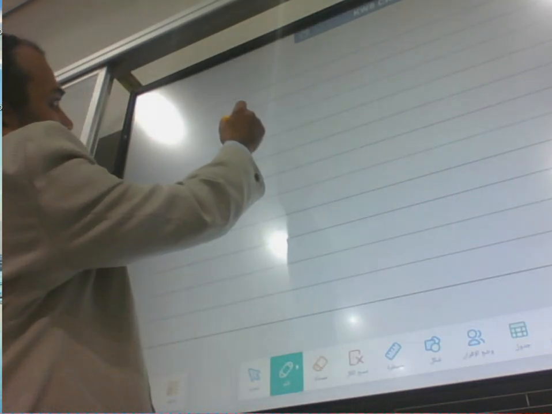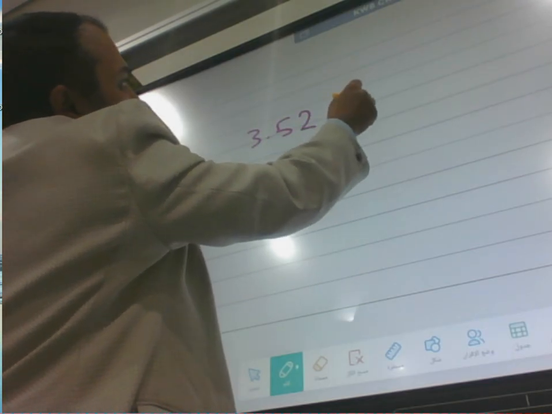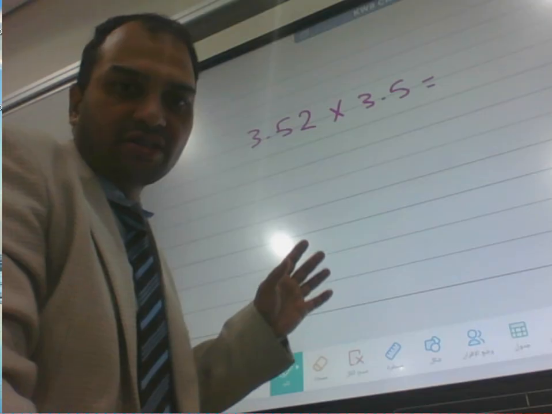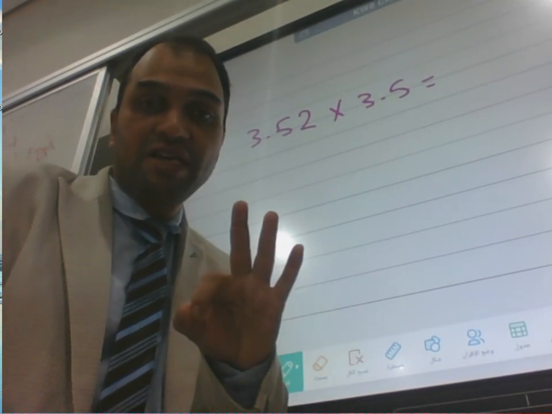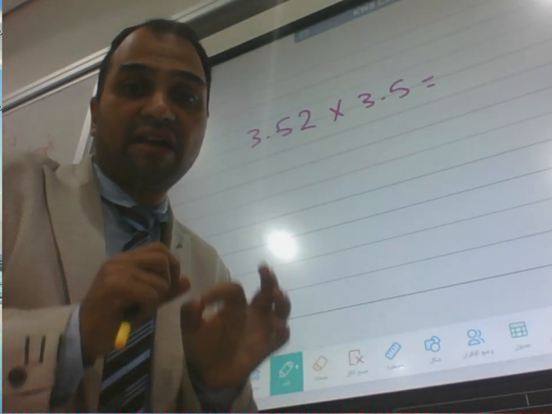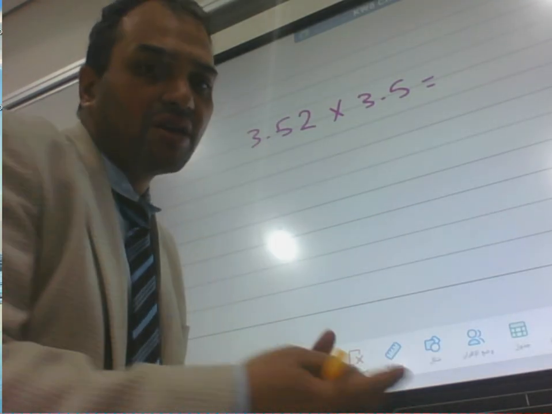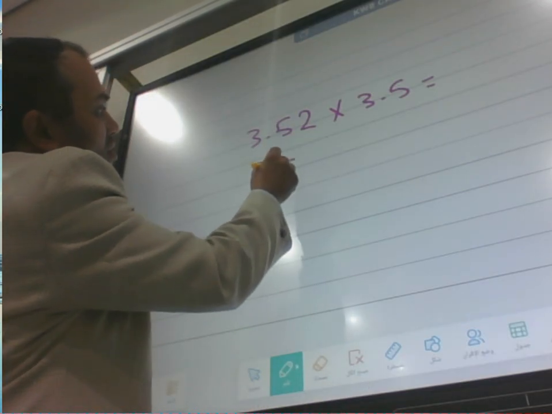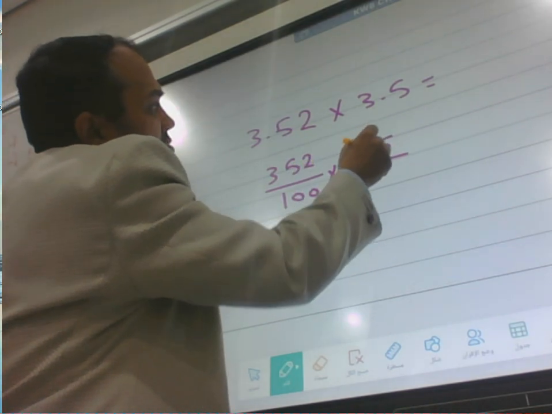And next step, what about 3.52 multiplied by 3.5? In this example, we have two numbers here. We can multiply the two numbers, and the point will be in the result after three places. In the first after two places, and second after one place. Then we must put the point after three places when you finish. Okay? Understood? Or we can solve this example by writing 352 over 100 and here 35 over 10.